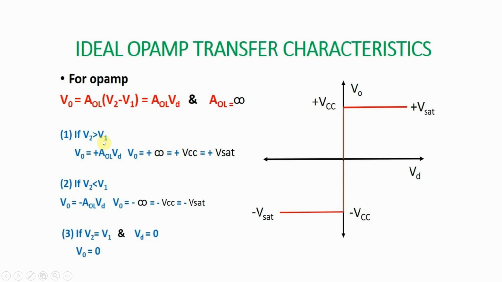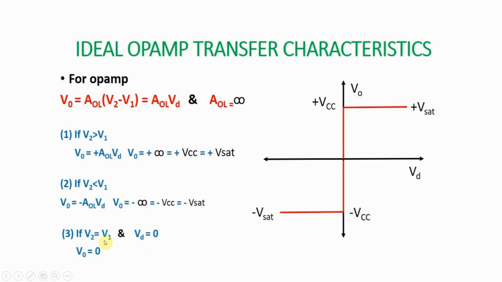Means V2 is greater than V1. V2 is the non-inverting voltage. If the non-inverting quantity is greater than the inverting quantity V1, then the output voltage is plus V saturation. Second condition, if V2 is less than V1, meaning the inverting quantity is more than the non-inverting quantity, then AOL, the open loop gain, is infinite. Then the output voltage is equal to minus infinity, equal to minus VCC, equal to minus V saturation, right?